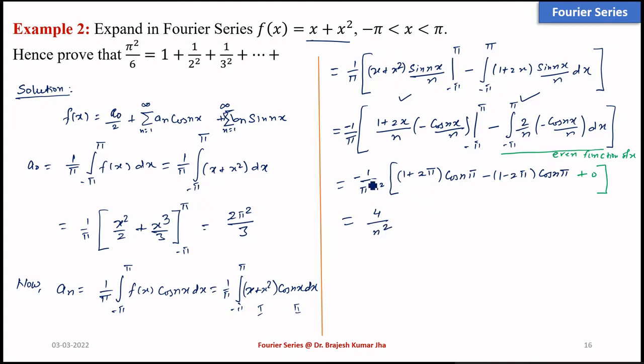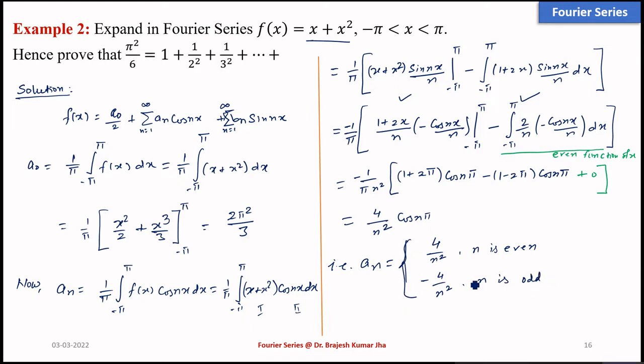Minus sign is here. It is 2 pi cos n pi, and minus minus plus also that you can take. So it is going to be 4 by n square cos n pi. You can say minus sign we have observed here. So finally, if we are talking about an, it is going to be 4 by n square if n is even, and it is going to be minus 4 by n square if n is odd.